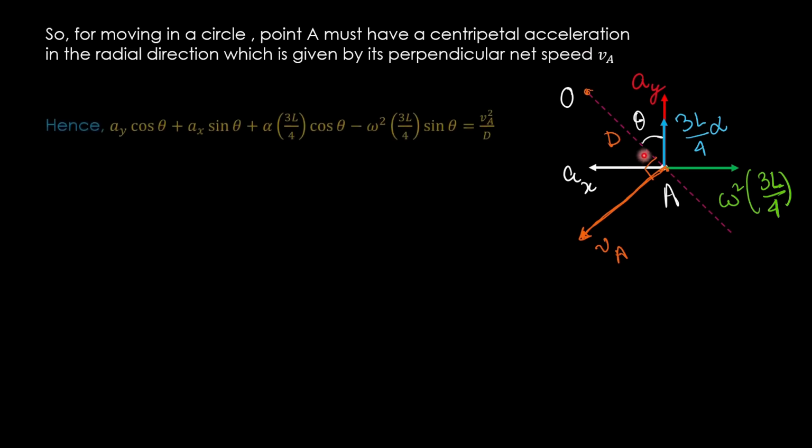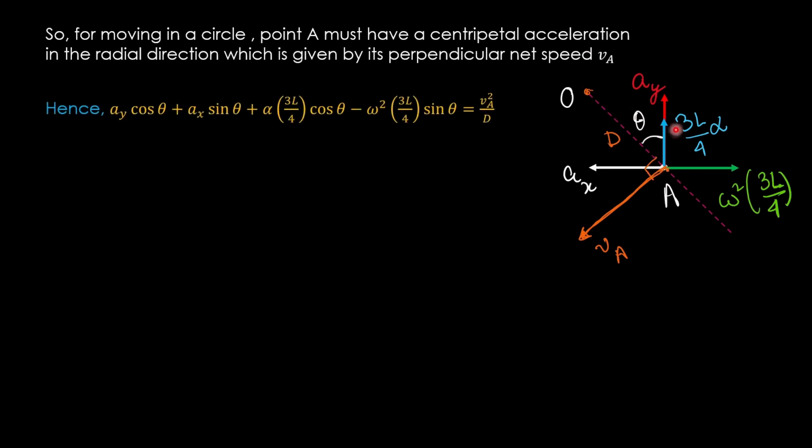Now, as I said, these accelerations have to provide a centripetal acceleration in this direction for point A to be able to move in that circular path. So we write ay cos theta plus ax sin theta plus 3L alpha by 4 cos theta minus omega square 3L by 4 sin theta. That should be equal to Va square by D, because the radius of this path is capital D. So we write the components of all these accelerations along the string, or along the direction OA, to get Va square by D.